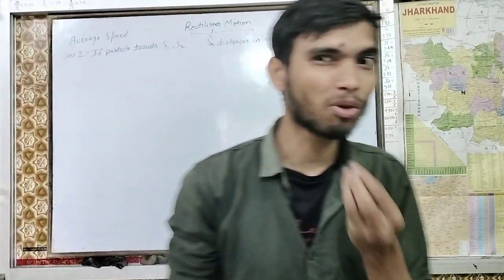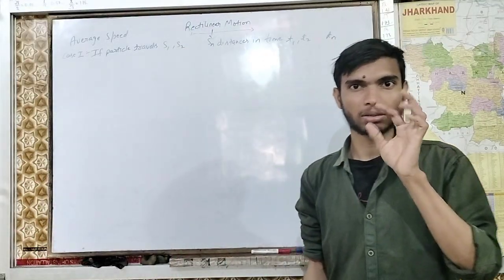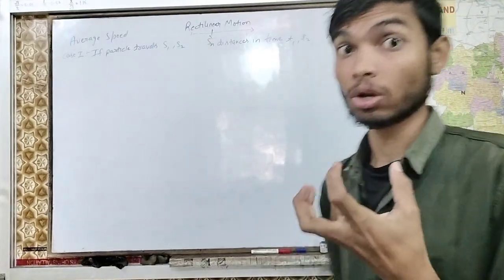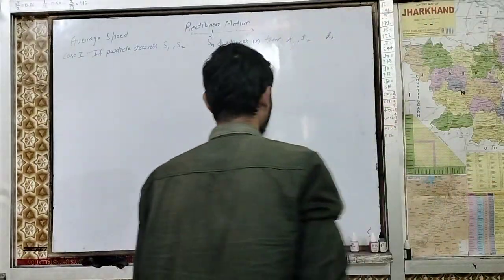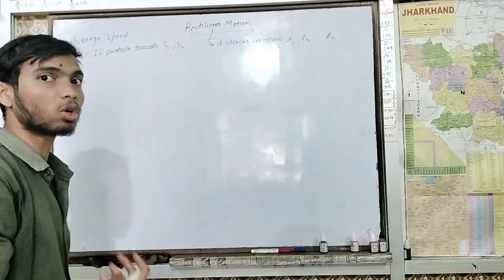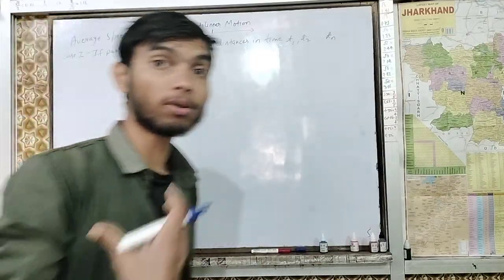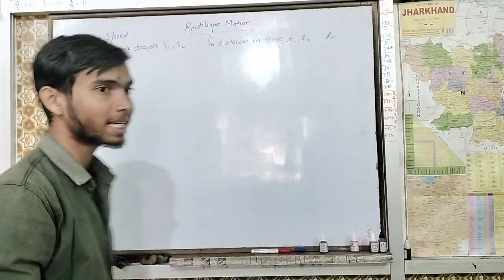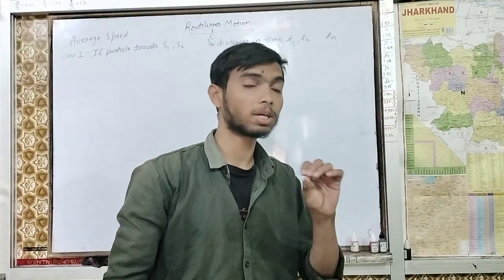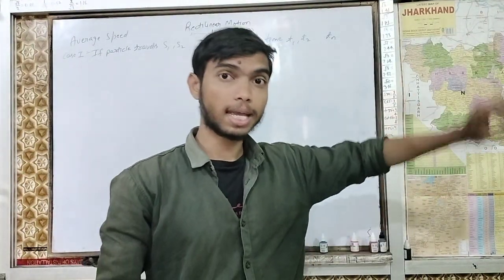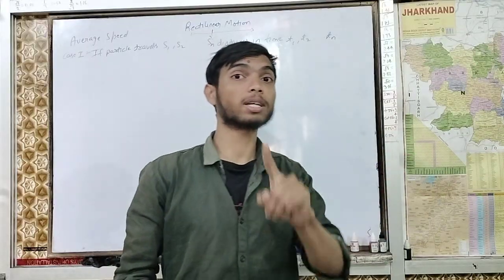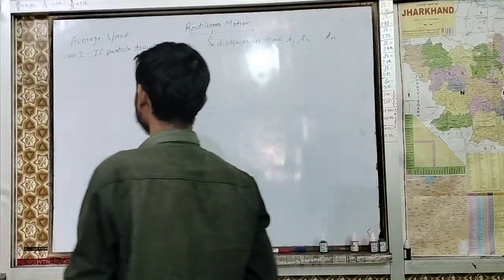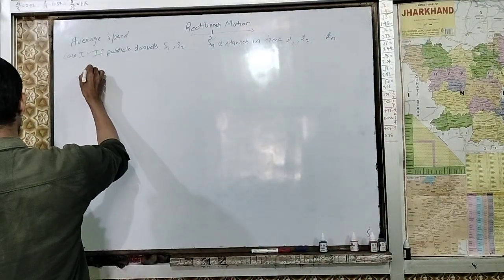Three types of cases we will get when numericals are coming. So that's why it is compulsory to observe what kind of average speed we will get. Case number 1 is if a particle is traveling a different distance in different time. Means over here distance is changing, time is also changing.